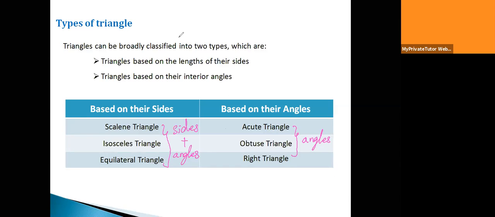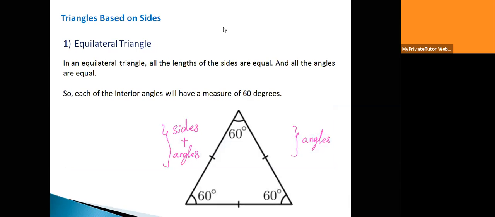So now let's try to figure out each one separately, quickly. Have a look at this. What is an equilateral triangle? I hope everyone knows that. All three sides are equal and all three angles are equal, which means each angle is 60 degrees and each length is the same. Let's say this is 10 centimeters and all are 10 centimeters. You can see the line here. This line indicates that these sides are the same. I hope everyone knows the equilateral triangle.